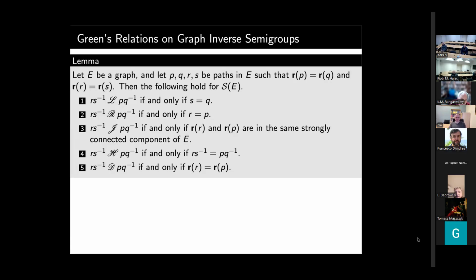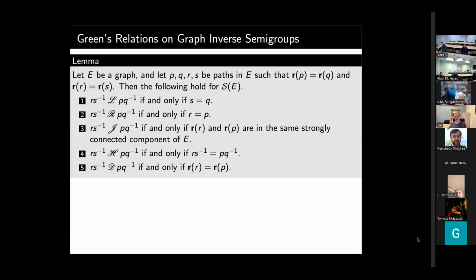So if you take a non-zero element in the graph inverse semigroup, as I mentioned, you can write it as a path times an inverse path. And for that element to be non-zero, the two paths have to have the same range vertex. So that's what a non-zero element looks like. So if you take two of those, RS inverse and PQ inverse, when are they L related? When the inverse parts are the same, for example. And the others are similar.